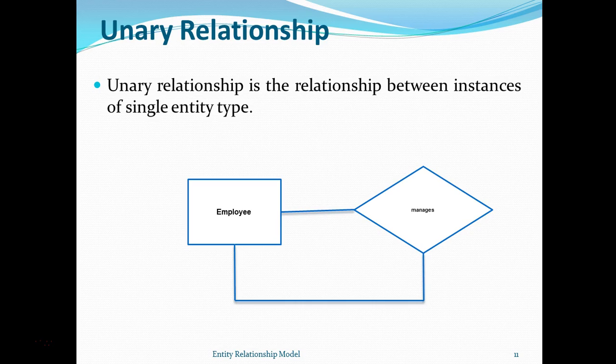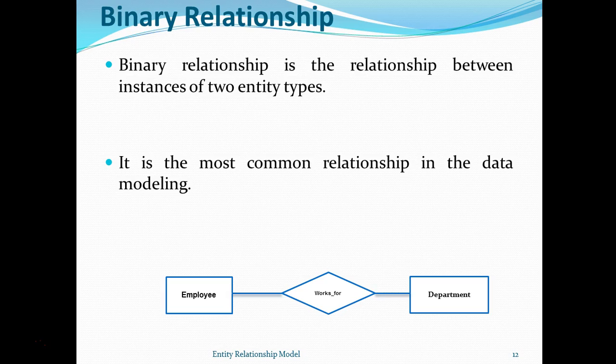So here we have the relationship employee manages, because all are employees, but maybe their designations are different. Only one entity is involved in this relationship, that is employee. This is a unary type relationship. Then we have the binary relationship. Binary means two. So in this type of relationship, two entities are involved.